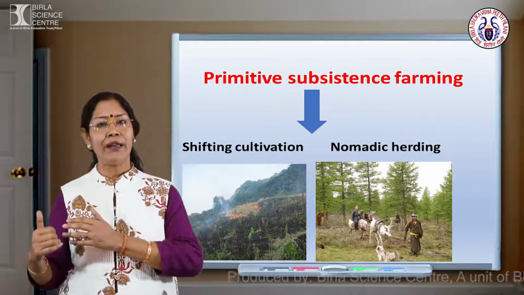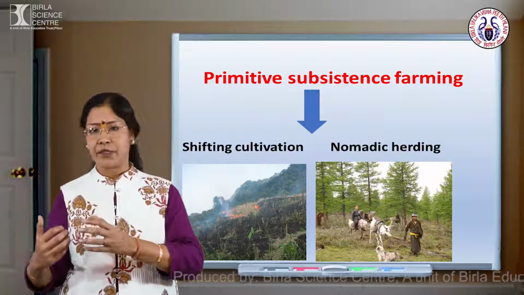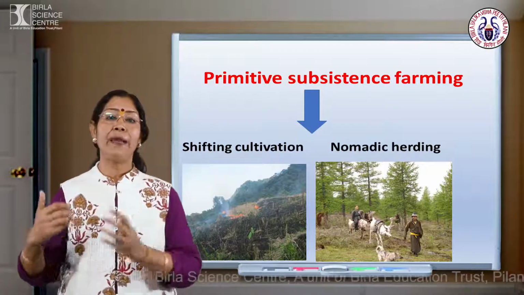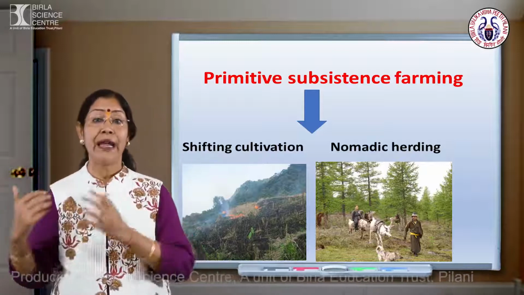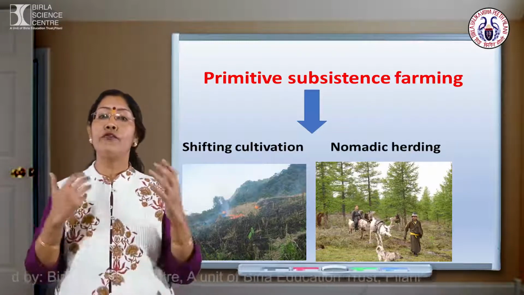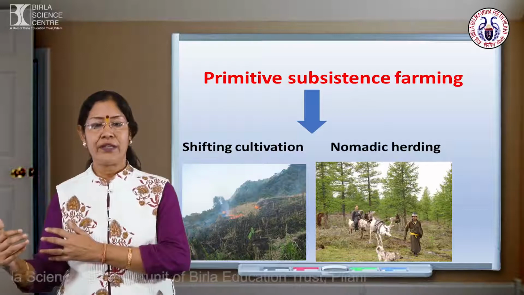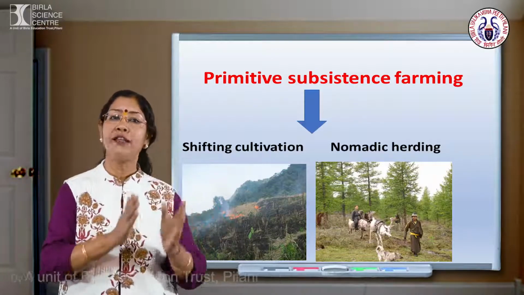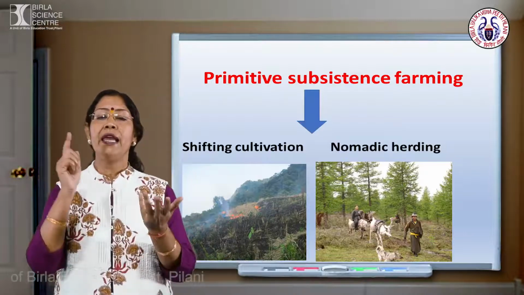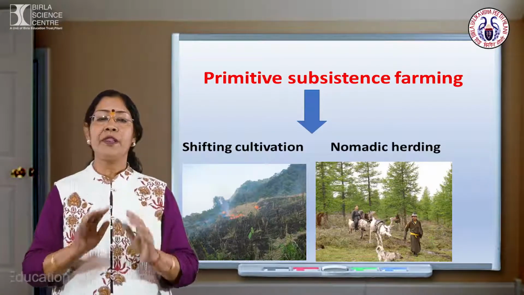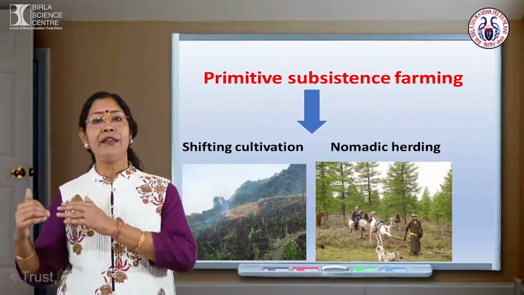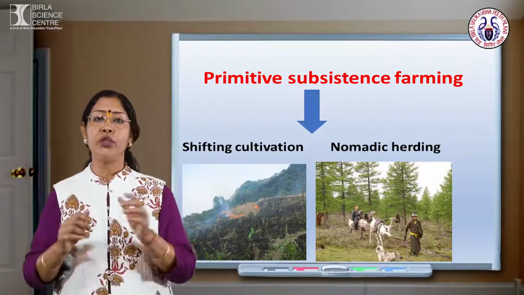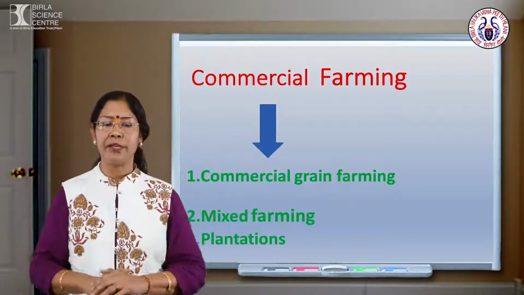And nomadic herding: here the nomads or herdsmen move from one place to another with their cattle in search of fodder and water. Now, as they rear animals, the end product of this farming is animal produce. Now, we are going to learn another important part of farming, which is called commercial farming.